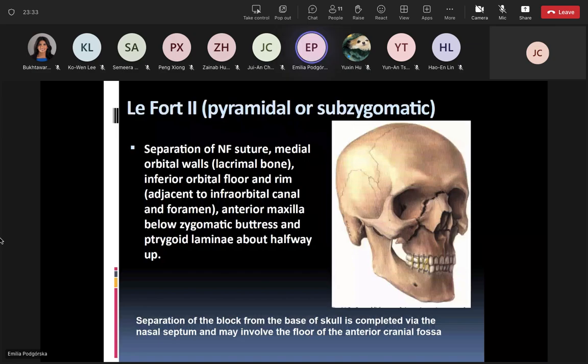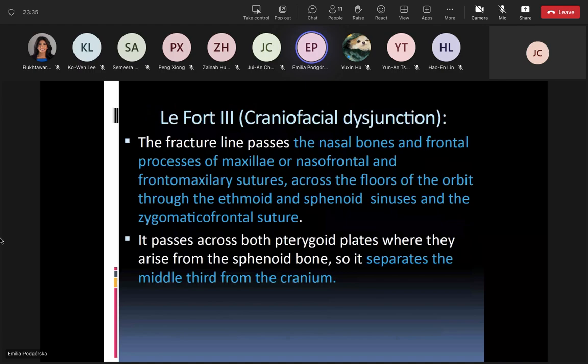And level 3 is a craniofacial disjunction. It is the most complicated injury. The fracture line passes through the nasal bones and frontal processes of the maxilla, or nasofrontal and frontomaxillary sutures, across the floor of the orbit through the ethmoid and sphenoid sinuses and the zygomaticofrontal sutures. It passes across both pterygoid plates where they arise from the sphenoid bone, so it separates the middle third from the cranium.